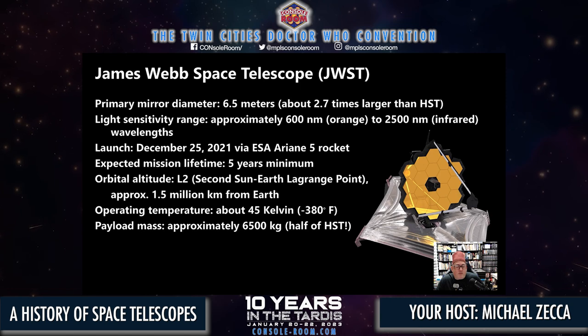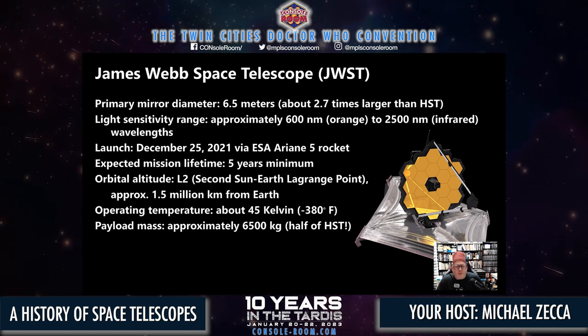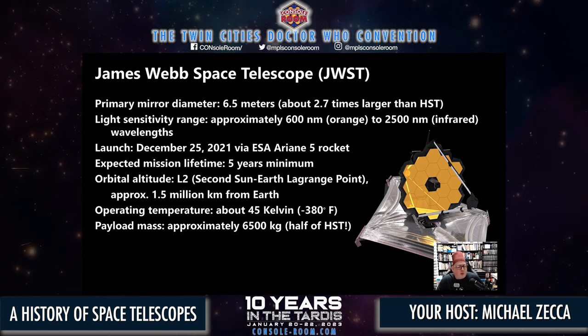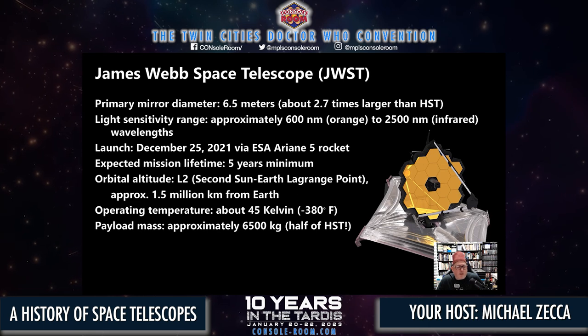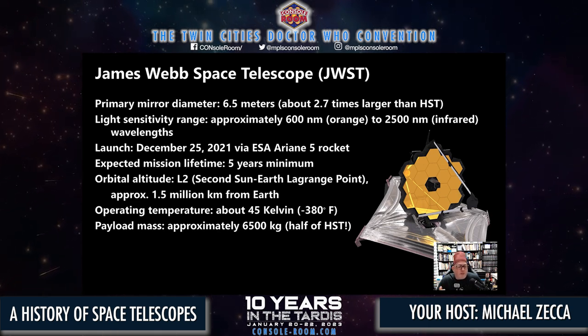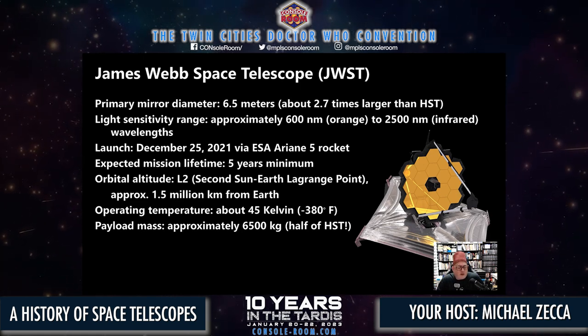It can see partially into the visual spectrum. It kind of sees oranges and reds, but it goes into those same infrared wavelengths that Hubble could see, but better. With a much larger mirror, it can see deeper into the past. It can see deeper into the distant universe. It can magnify closer objects more.